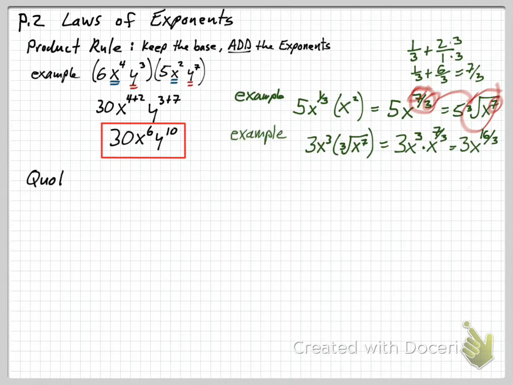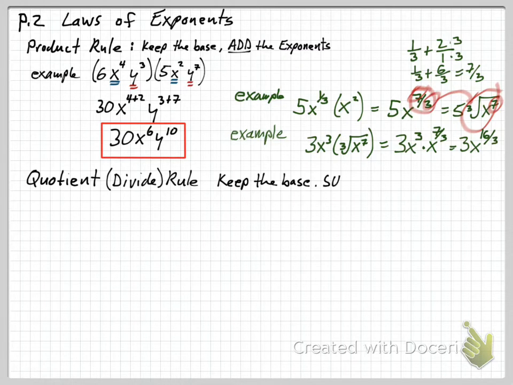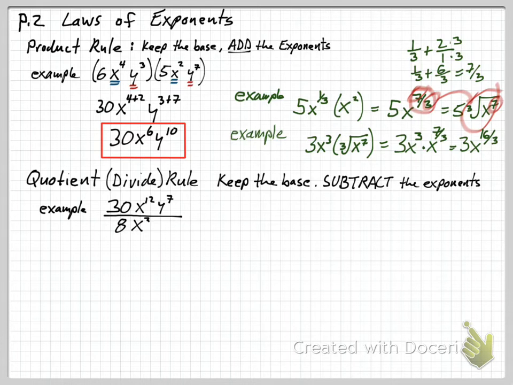And let's take a look at something that is a cousin to the product rule. It's called the quotient rule. And basically the rule is the same. Product means multiply. Quotient means divide. For the product rule, we add exponents. For the quotient rule, we subtract exponents. All right, so let's take a look at an example problem here.